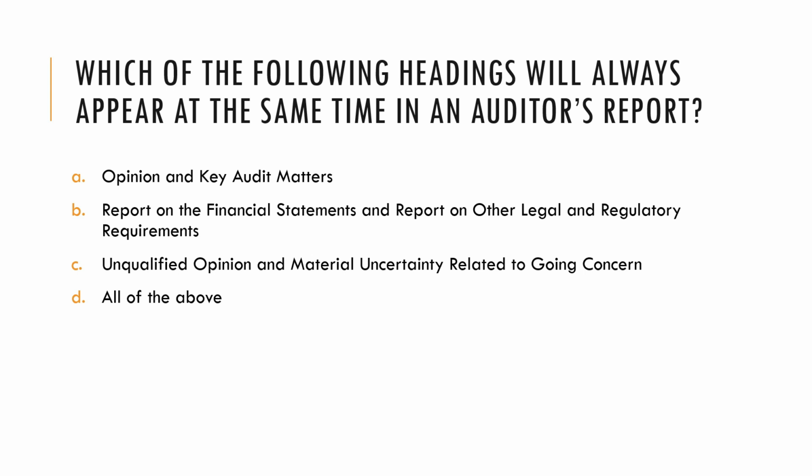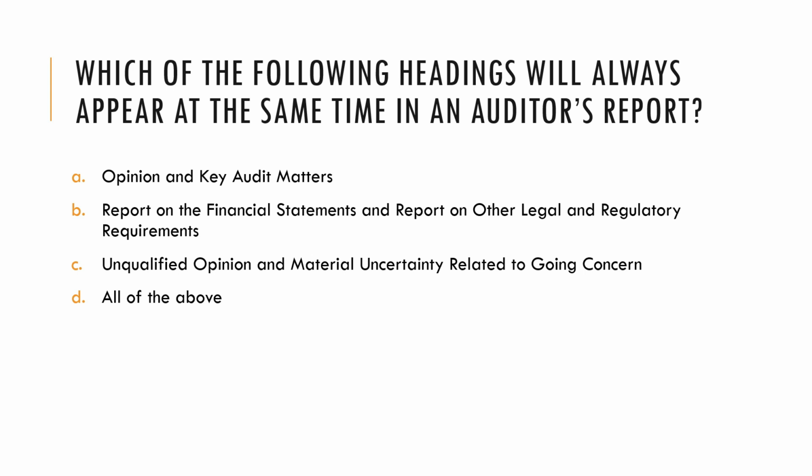However, in this case, we do recognize that key audit matters are only present if the entity that you are auditing is a listed entity. That being said, if it is not listed, then the opinion and the key audit matters section will not appear at the same time. So therefore, because the question is will always appear at the same time, the answer can't be letter A. And since it can't be letter A, that means effectively it also cannot be letter D, right? Because we have already ruled out letter A. So we're also striking out letter D, Delta.